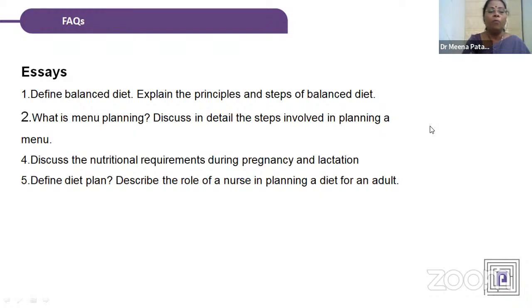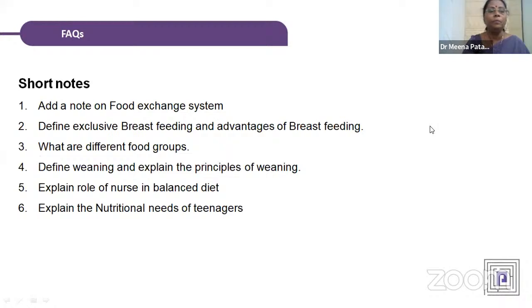Then question number 4, define a diet plan. Describe the role of a nurse in planning a diet for an adult. That is very important. Short notes. We have 6 here. Add a note on food exchange system is number 1. 2, define exclusive breastfeeding and advantages of breastfeeding.